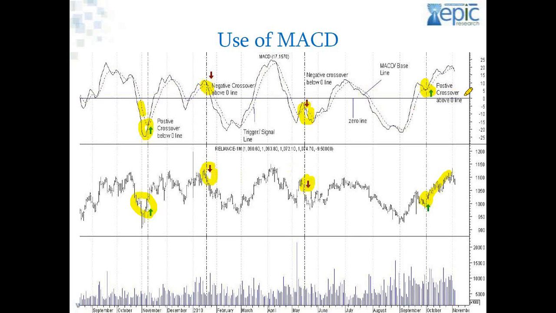The zero line is a double confirmation. So if the moving average is above zero, it estimates that the medium-term trend of the share has gone into positive territory.